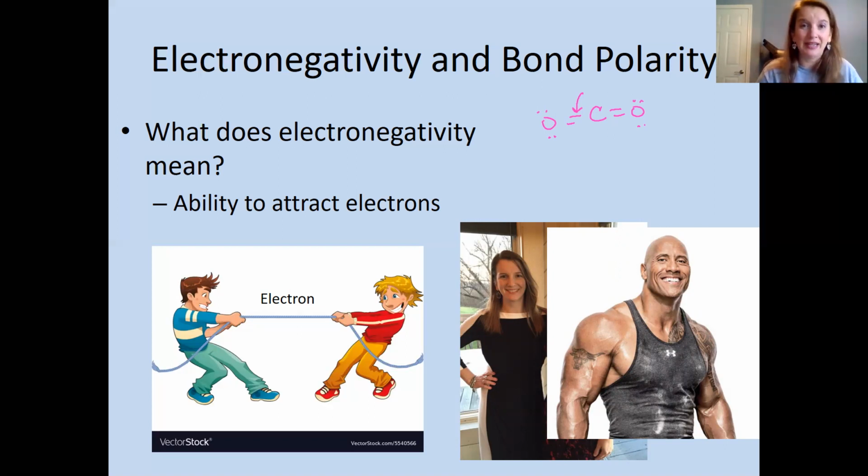Thanks, guys, but it's not going to be me. It's going to be the rock. He's going to be able to pull those electrons closer to him, and I'm not going to have as high of a pull for those electrons. So this would be a polar bond because he would be able to hog those electrons, have those electrons more towards his center than I would be able to have those around my center, okay?